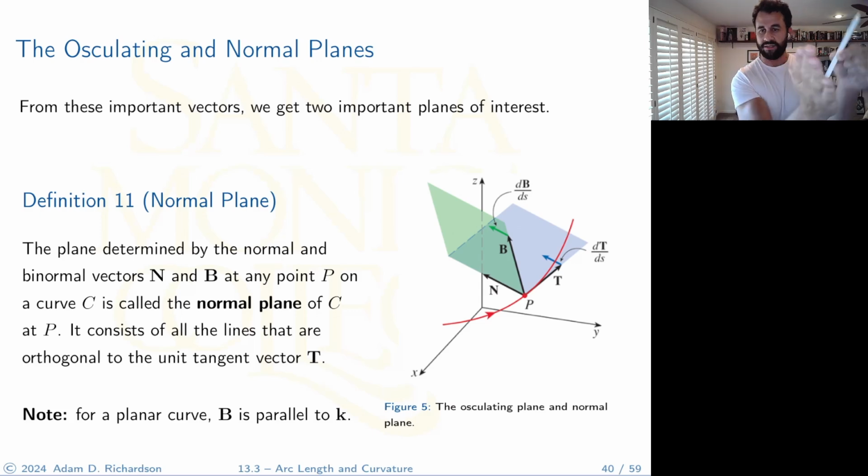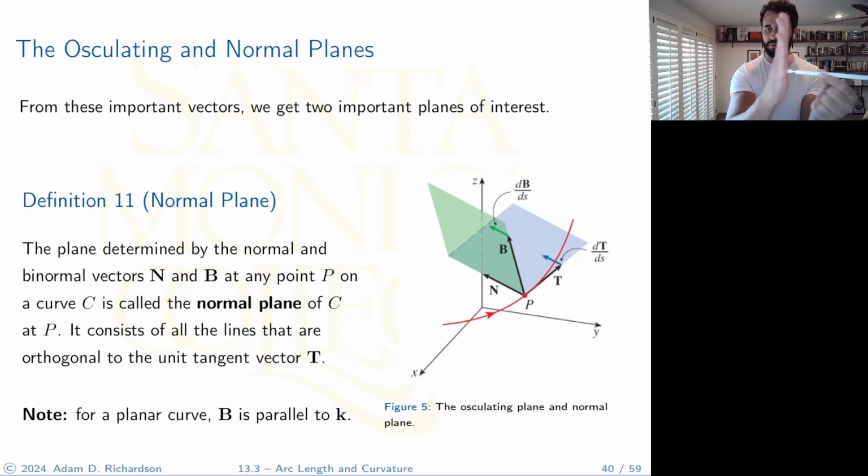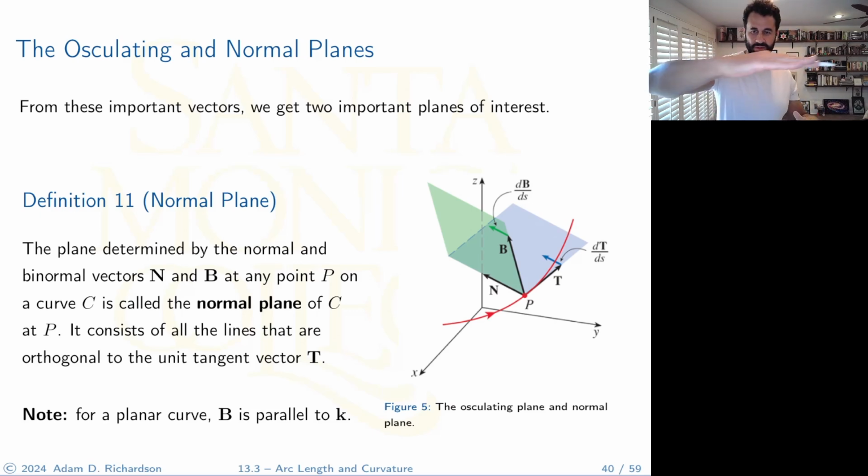As the thing moves through space, the normal plane is my hand right here. The osculating plane is kind of like this sideways one, if you want to try to imagine it like that.